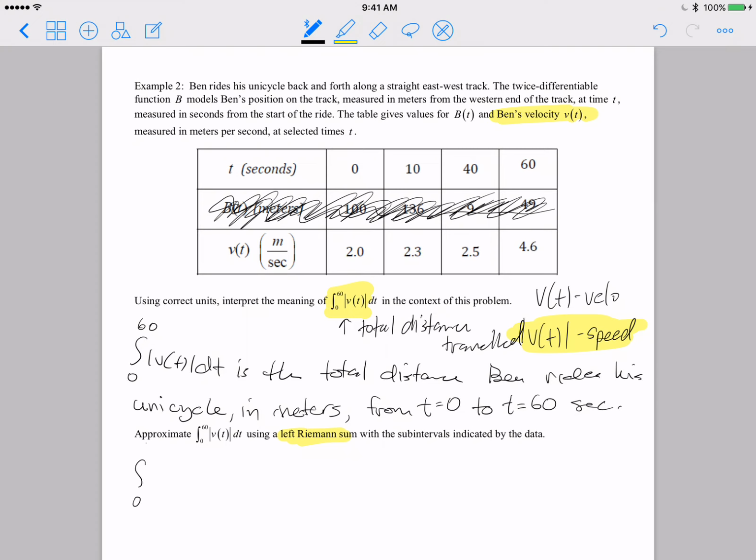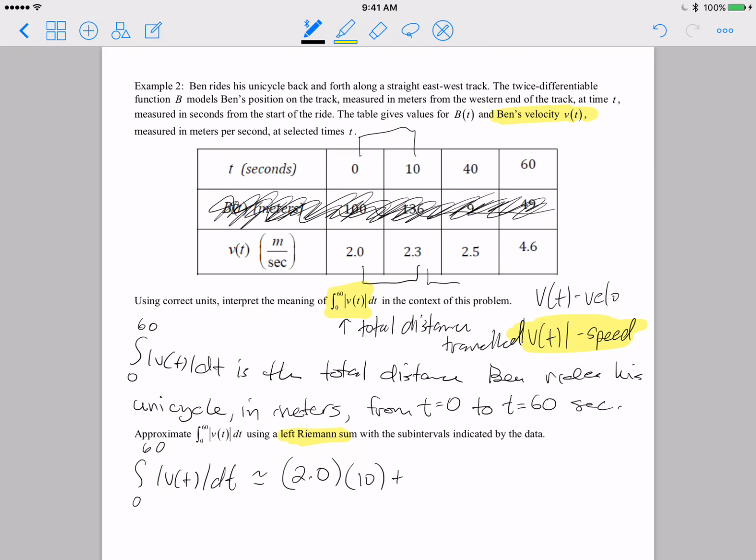Okay, so the integral from 0 to 60 of the absolute value of velocity dt is approximately, using a left Riemann sum. Well, if I look at the first subinterval, what I'm going to use this time is the left endpoint. So the left endpoint there is going to be the one that's on the left. That would be the 2.0. And then again, I'm going to multiply by the width of that subinterval, which goes from 0 to 10, giving me a width of 10.